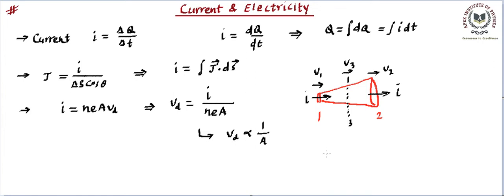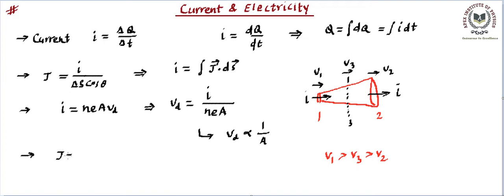So we will say V1 is going to be highest, then it will be V3, and the least value will be of V2. V1, V2, V3 are indicating drift speeds at the corresponding junctions of corresponding cross-section. So this should make sense to you guys. Now, apart from this, we also talked about the current density in terms of drift speed.